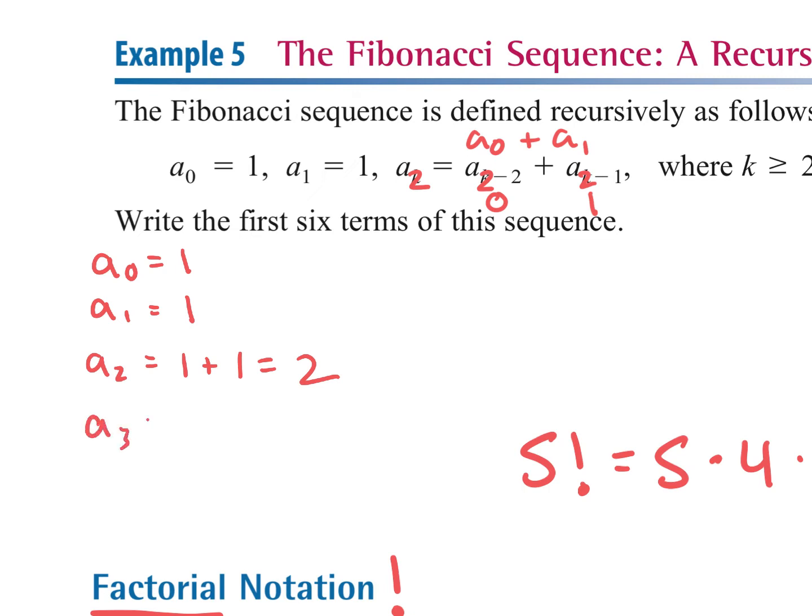So then to find a sub 3, I plug in 3 into all of the k's here. So a sub 3 is going to be 3 minus 2, which is 1. And then a sub 3 minus 1, which is 2. So a sub 1 plus a sub 2. So a sub 1 was 1. What was a sub 2? 2. 1 plus 2 is 3.